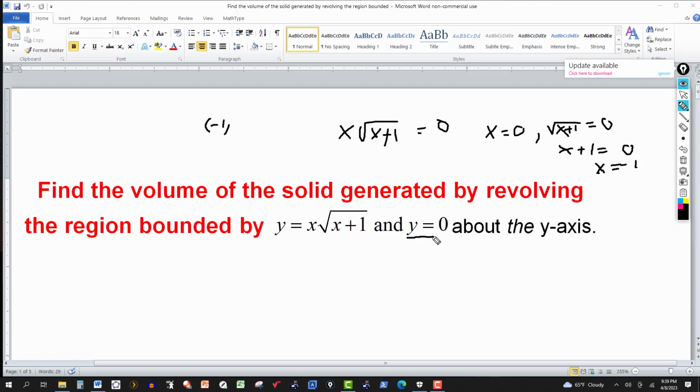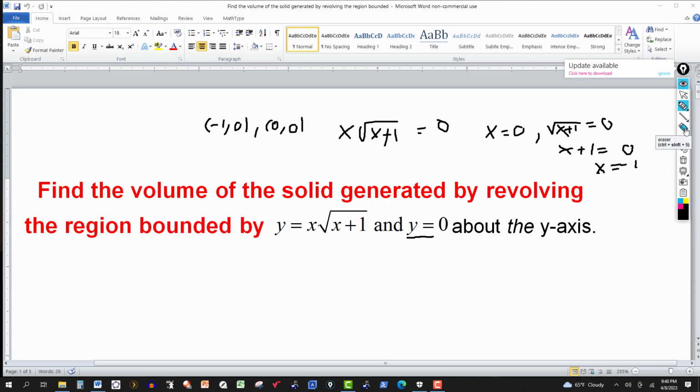The y value is always 0, so this will be 0 here. And when x is 0, the y value is always 0, because this is where this graph intersects the x-axis. So the curve intersects at (-1, 0) and (0, 0), and it's below the x-axis in the interval from negative 1 to 0. And we created the graph of that one, and I'll show you in a minute.